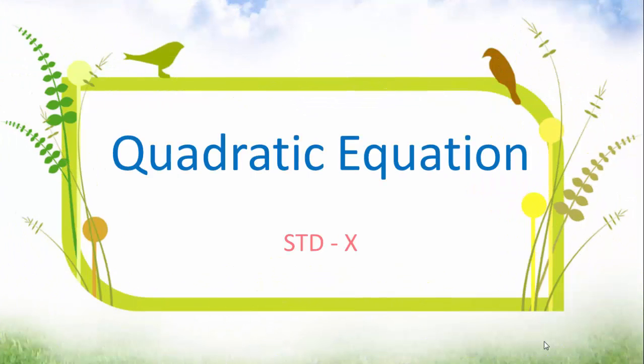Quadratic equations, standard 10. Let's see the first quadratic equation of standard 10. The equation is x square plus 13x plus 30 is equal to 0. We can see that this is a quadratic equation where x has index 2, the coefficient of x is 13 and the constant term is 30.